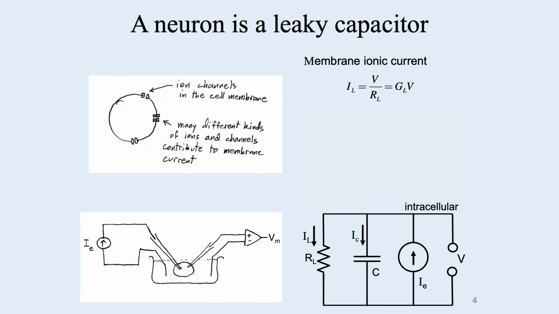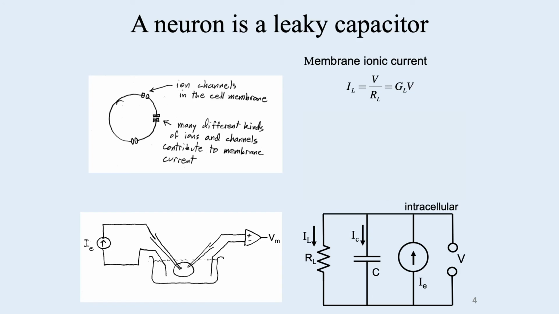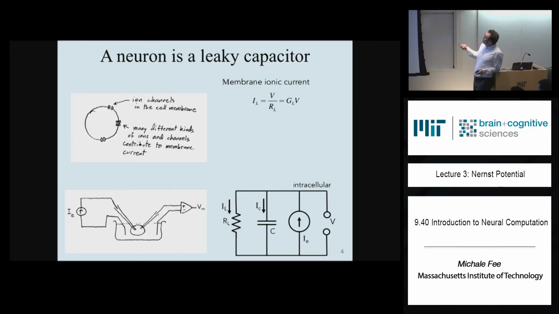We noted that we were going to model this leak resistance using Ohm's law. So we wrote down that leak current as the membrane potential V divided by the leak resistance. Okay, so this is just Ohm's law. And we also rewrote the quantity 1 over R as the leak conductance. So the leak current is just the leak conductance times the membrane potential.